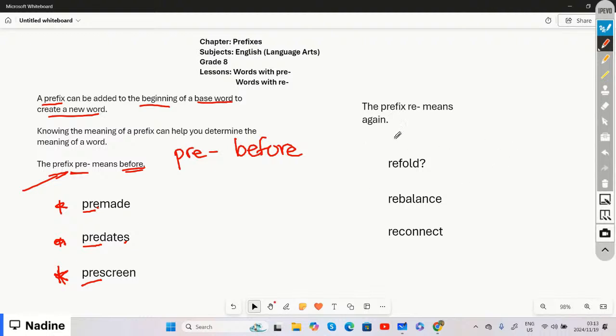Now we also have another prefix, another word that is added to the beginning of a base word to create a new word. And remember, a base word is a word that can stand on its own. I can make a lot of sentences with a base word on its own. But now the prefix, the word that is added at the beginning of a base word, is re. And re means again. Re means again.